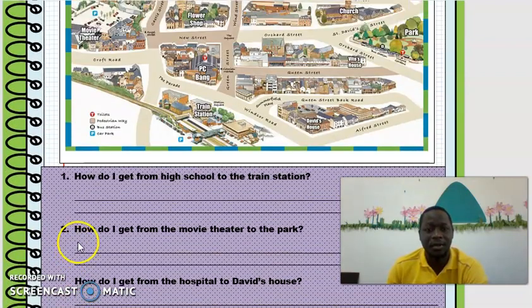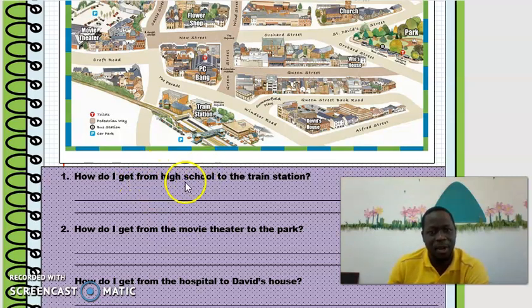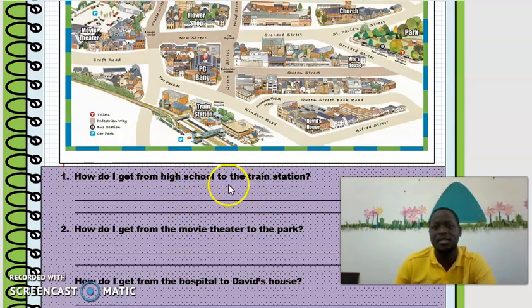Now the first one is saying, how do I get from the high school to the train station? Whenever you hear the word from, it means where you are, and to means where you're going. This means the person is already at the high school, but is trying to get the direction to the train station.